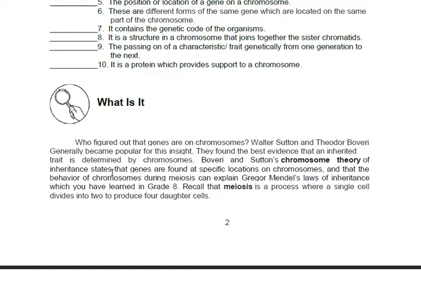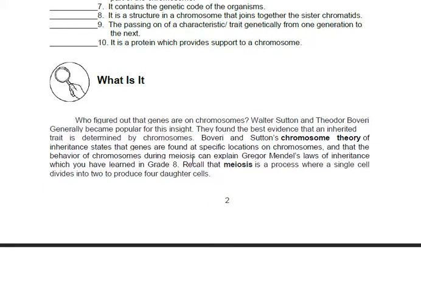Okay. Who figured out the genes are on chromosomes? It was Walter Sutton and Theodor Boveri. They became popular for this insight. They found the best evidence that an inherited trait is determined by chromosomes. Boveri and Sutton's chromosome theory of inheritance states that genes are found at specific locations on chromosomes and that the behavior of chromosomes during meiosis can explain Gregor Mendel's laws of inheritance, which you have learned in Grade 8. Recall that meiosis is a process where a single cell divides into two to produce four daughter cells.